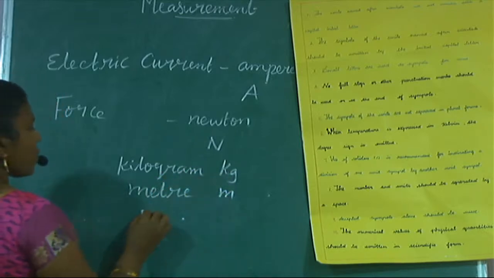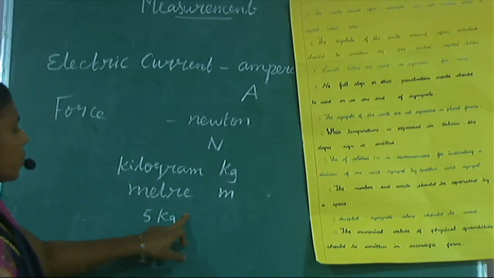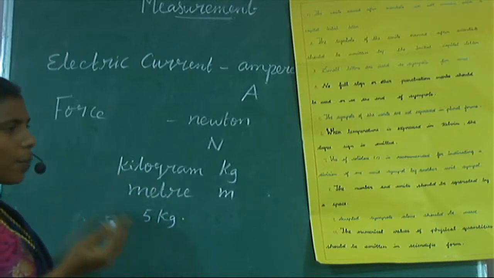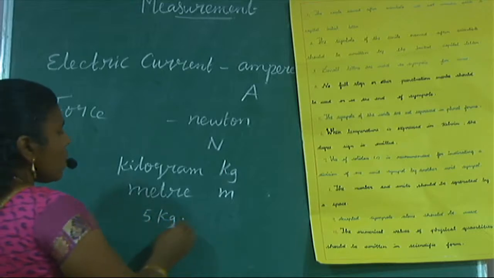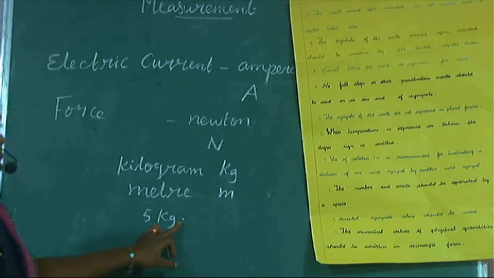Then suppose 5 kilogram. We write 5 kg. Here we should not use any full stop or punctuation mark. Punctuation marks are comma, quotation, question mark, exclamation mark. So we should not write a full stop at the end of the symbol, or any punctuation mark.